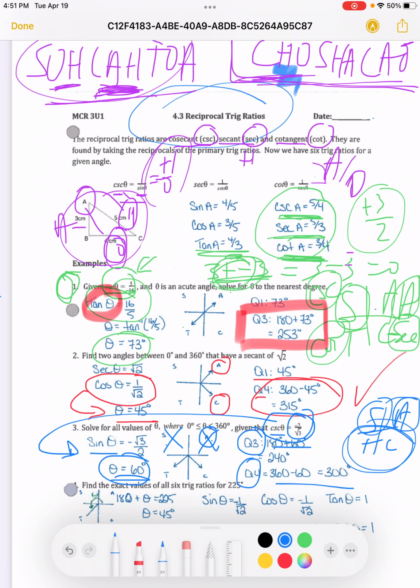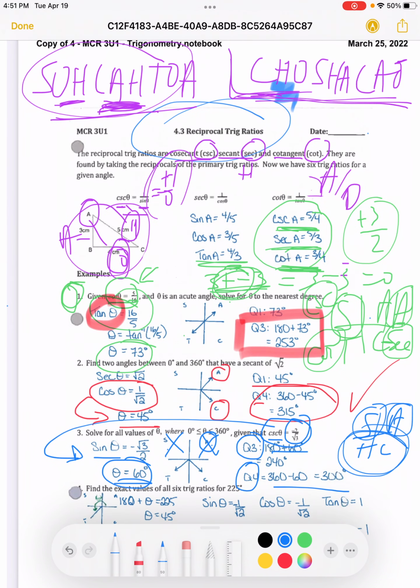Okay, and the last one's pretty much the same. I'll let you look at that one. Oh, no, it's not at all. I don't know why I lied. I can't move this up.